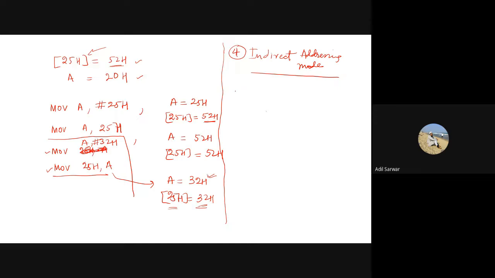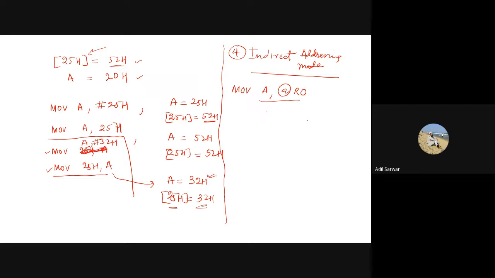And if the data is inside the CPU, only registers R0 and R1 are used for this purpose. Okay, so let me take an example and it would be more clear. So I'm writing down one instruction: MOV A, @R0.